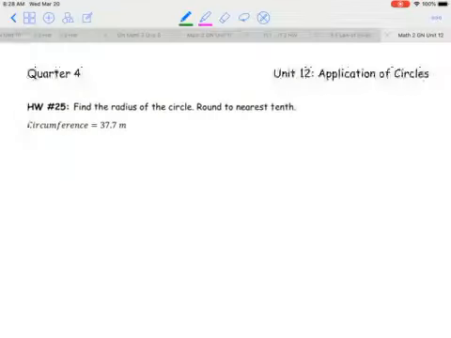For this one, it's going to be a working backwards one. So go ahead and set up the equation and try to find r, and pause the video until you get your answer.